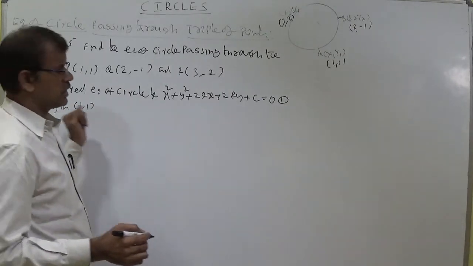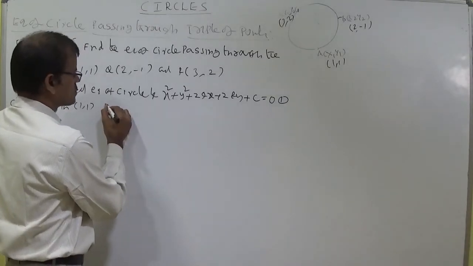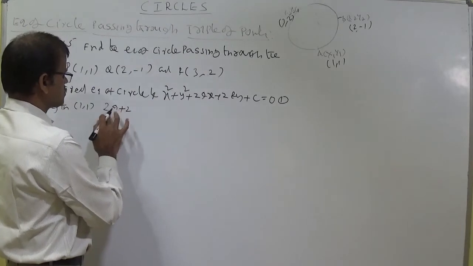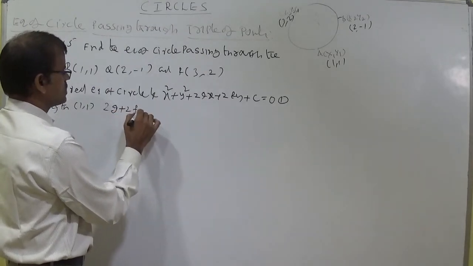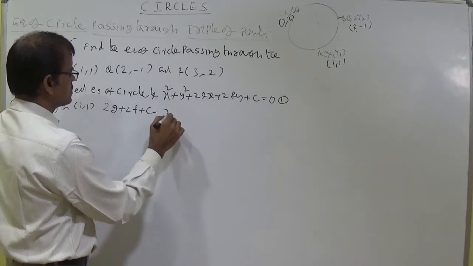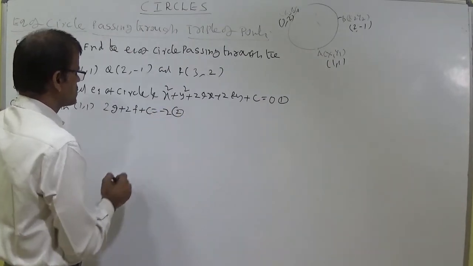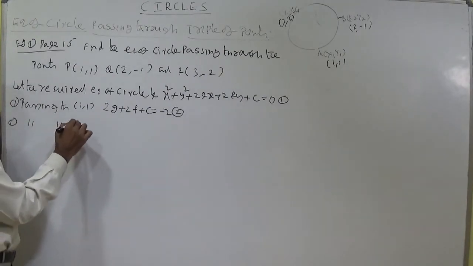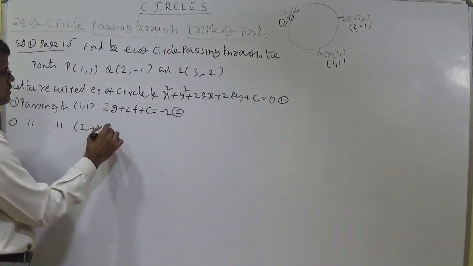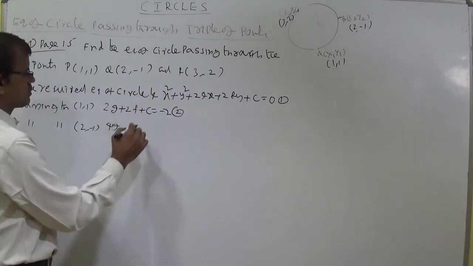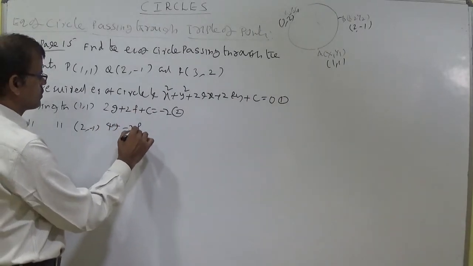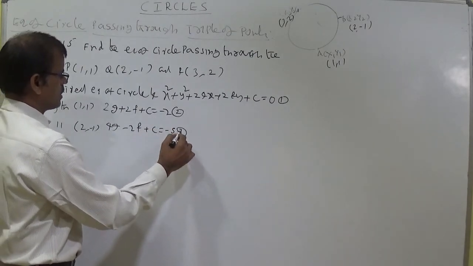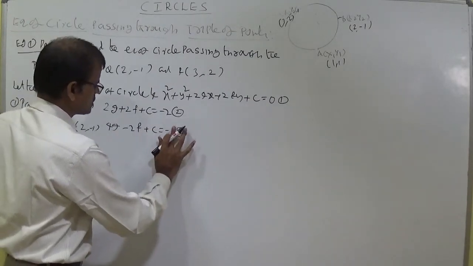So substitute here the value, instead of x substitute 1 and instead of y also substitute 1. It becomes 2g plus 2f plus c is equal to minus 2. Let this be the second equation. Next you write this one, passing through the point 2 comma minus 1. Substitute 2 comma minus 1, you will be getting 4g minus 2f plus c is equal to minus 5. Let it be third equation.